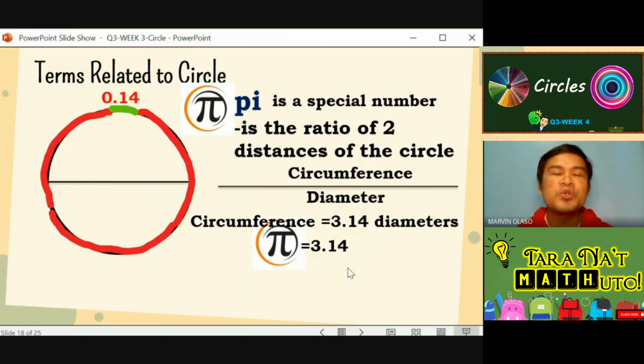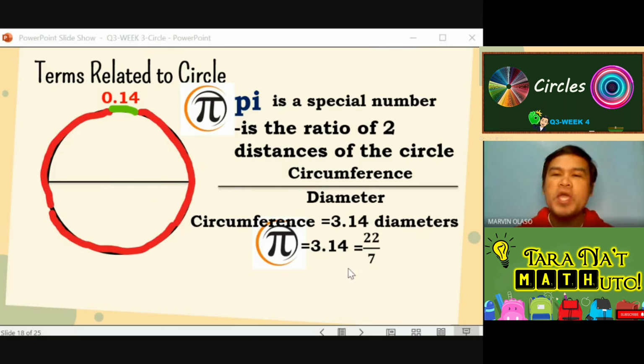We can also use the fraction equivalent to 3.14 which is 22 over 7 or 22 sevenths. Ayan. Na pwede natin gamitin. It's either 3.14 or 22 sevenths. Okay? But, actually, there's more. Hindi naman talaga yan ang exact value ng pi.